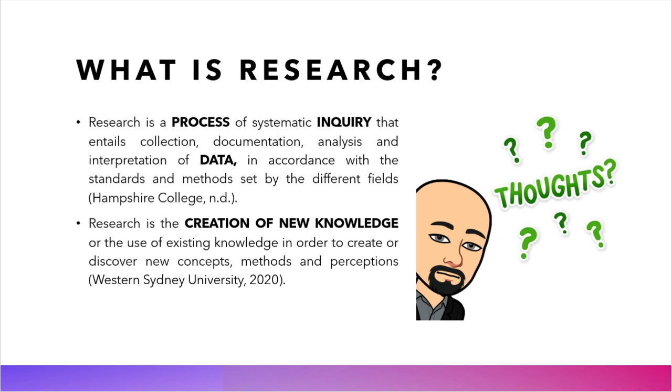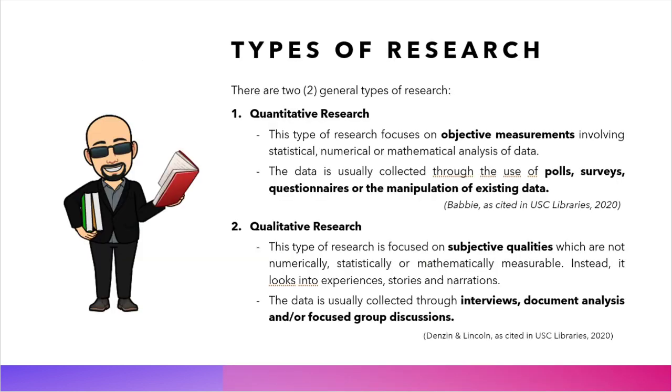So to specify, okay, research is such a broad term, and there are different types of research. There are actually two general types. These are the general types that we commonly apply and observe in the academe, okay, in schools. The first one is quantitative research, and Babbie, as cited in USC Libraries in 2020, understands quantitative research as more of an objective measurement which involves the use of statistical, numerical, or mathematical analysis of data.